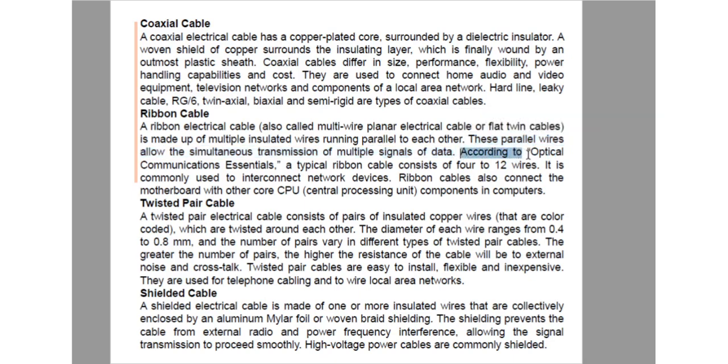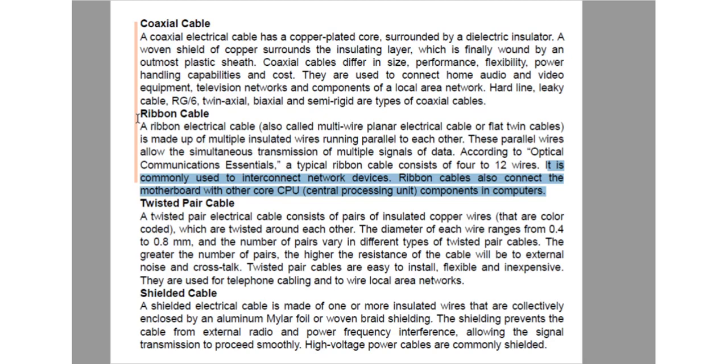According to Optical Communication Essentials, a typical ribbon cable consists of 4 to 12 wires. It is commonly used to interconnect network devices. Ribbon cables also connect the motherboard with the core CPU components in computers. So that is called the ribbon cable. Multiple conductors are available; that is the significance of this ribbon cable.